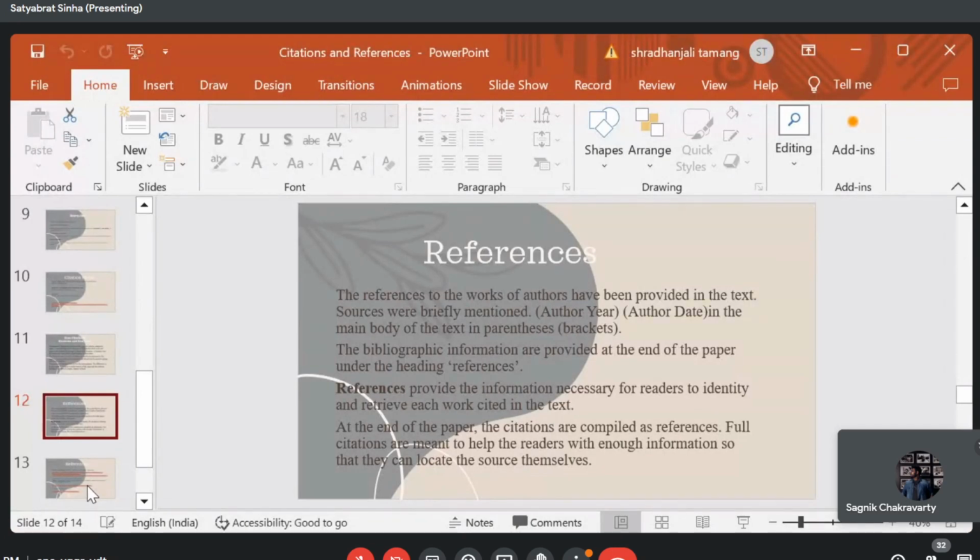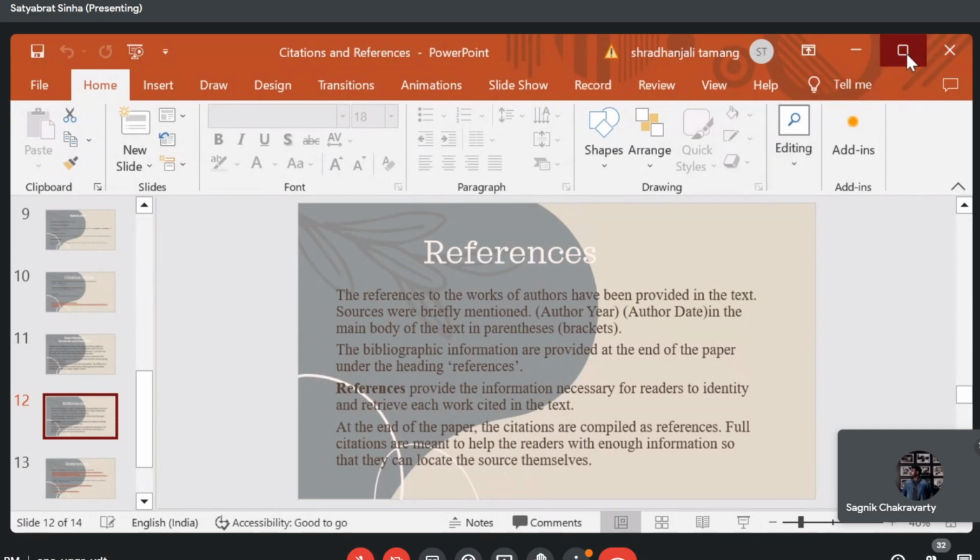So, the idea of knowledge that we generate when we write scholarly papers is that they have to be verified. And one of the ways in which we verify this knowledge is through citation and references.